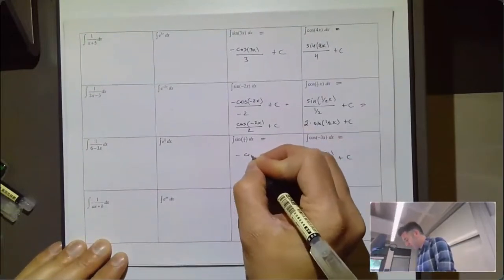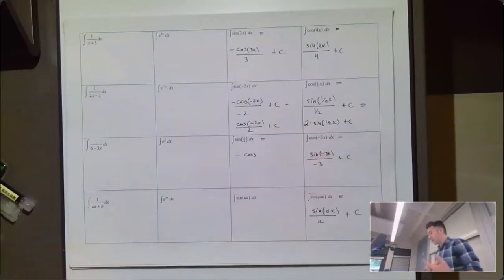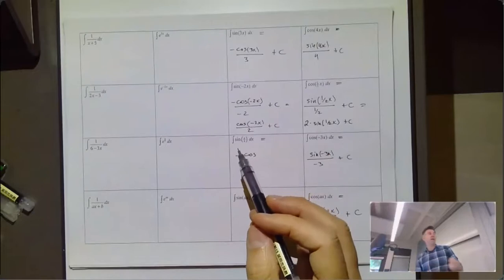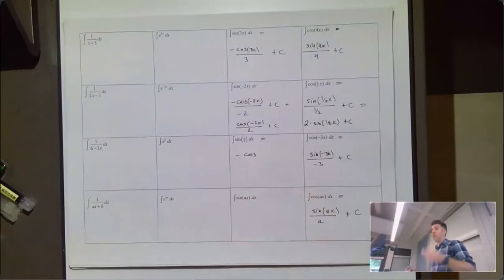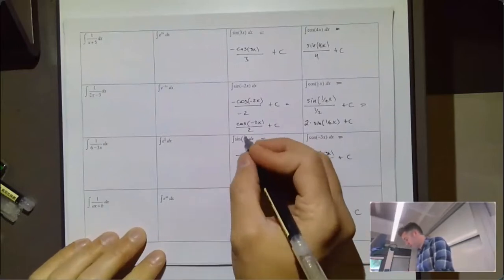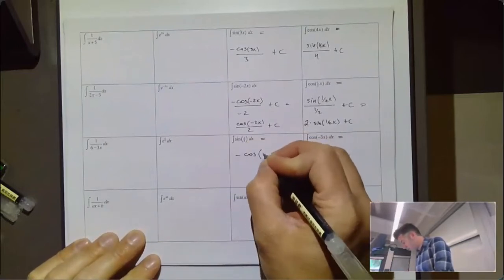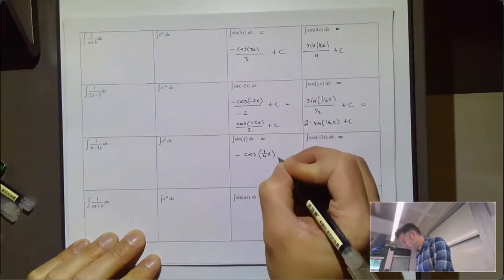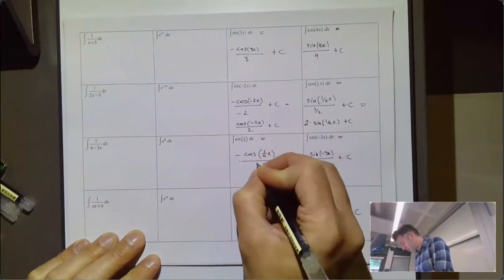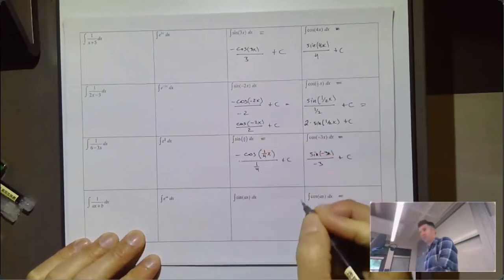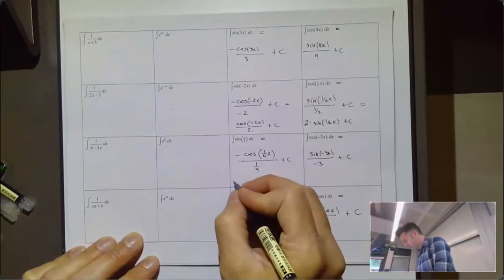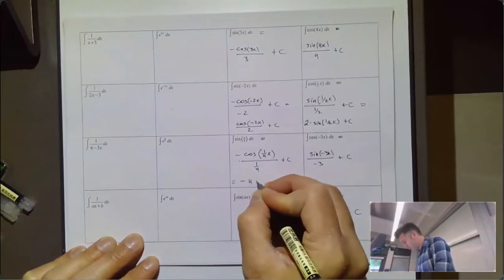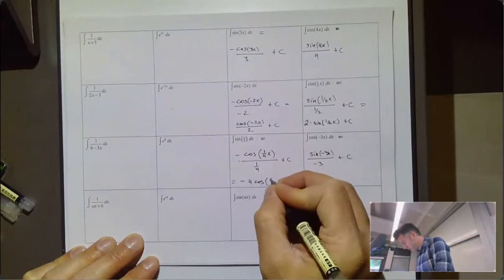For cosine of x over 4, it is important to recognize that that's, for sine of x over 4, it is important to recognize that that is sine of 1/4 times x. So that we can say, oh, I have my antiderivative is going to be negative cosine of 1/4 times x divided by 1/4, which again, we should simplify as negative 4 times cosine of x over 4.